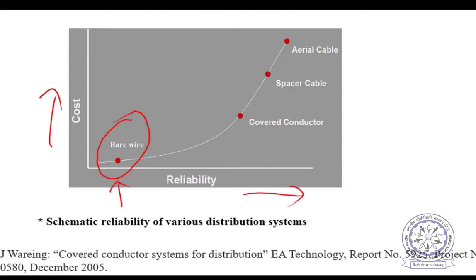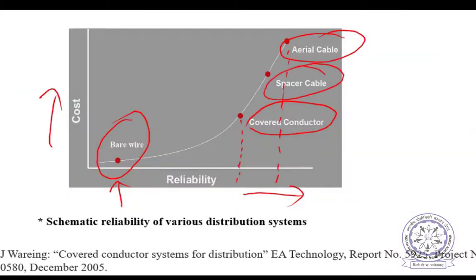And then reliability can be significantly achieved. For example, with aerial conductor, this is the reliability. Around 90% of the reliability is achieved by this covered conductor. So aerial cable is this one, third one. This is the aerial cable. And spacer cable is this one. This is the spacer cable.